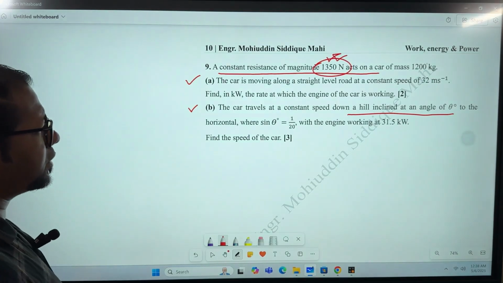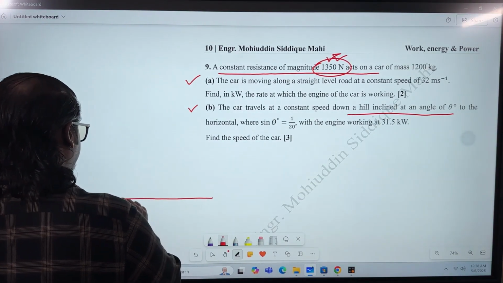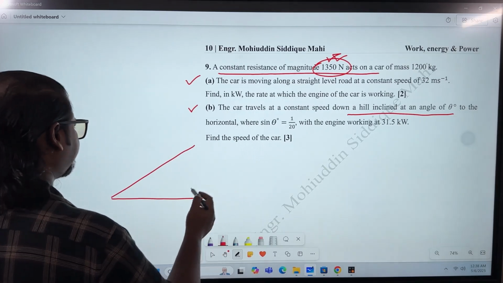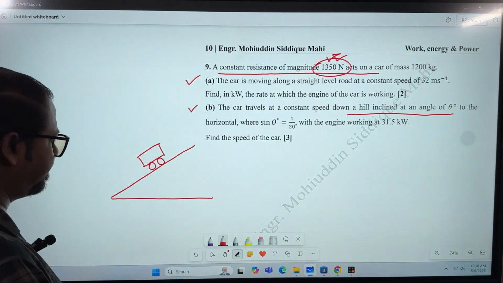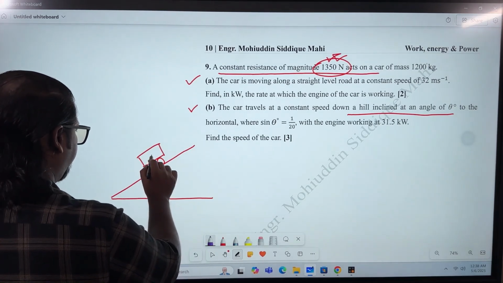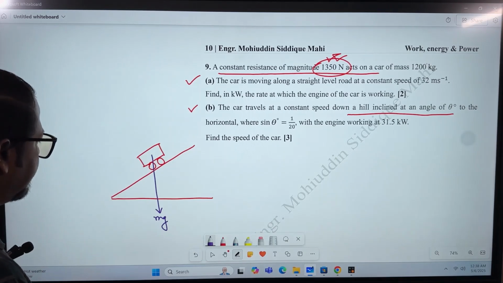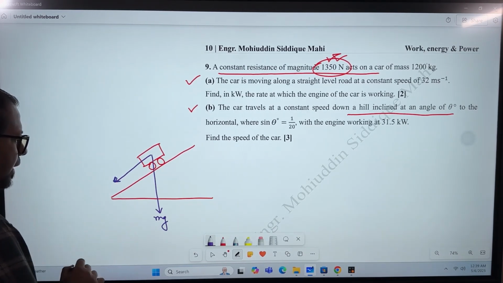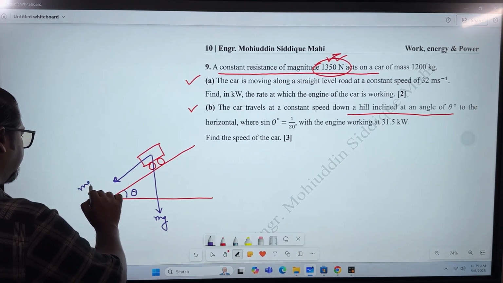For B, your first step should be to draw a proper diagram and also distribute the forces properly. Then it will be easier for you to understand in which way you should proceed to solve the question. So the car was moving down a hill. The weight of the car will always act in the downward direction, that's mg. There will be a component of weight along the slope or inclined surface, that's always mg sine theta.